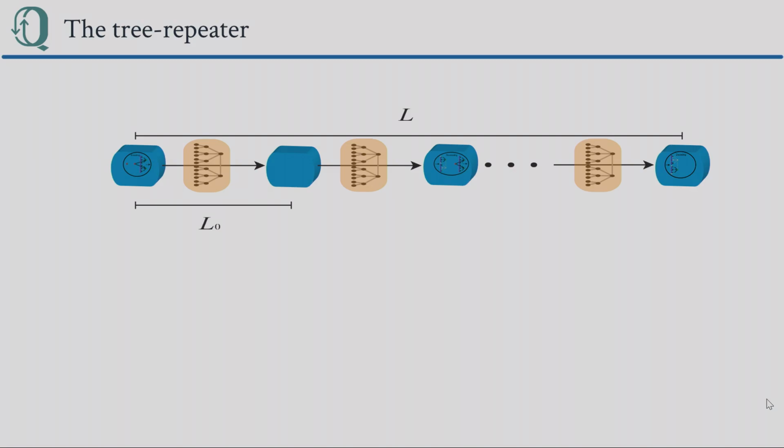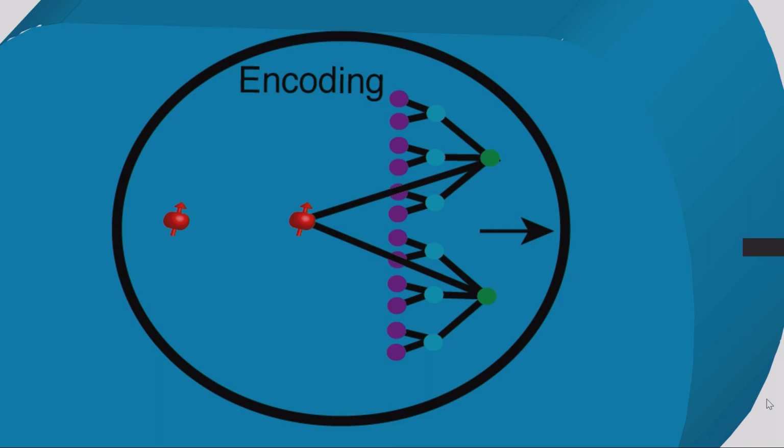So this is the repeater, a very crude sketch of it. These blue things are the repeater stations, and these yellow tree-like things are encoded states that we send between them. So let's look into it. At the first station, we're going to encode a qubit. You can do it in very different ways, but think of the dots as photons, and the one with a little arrow is a spin. So we imagine that we have what I would call the root qubit of the tree as a spin, and the rest are photons.